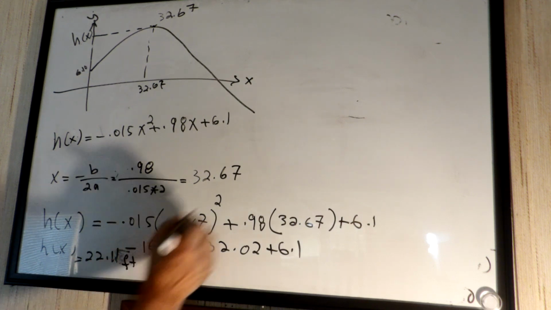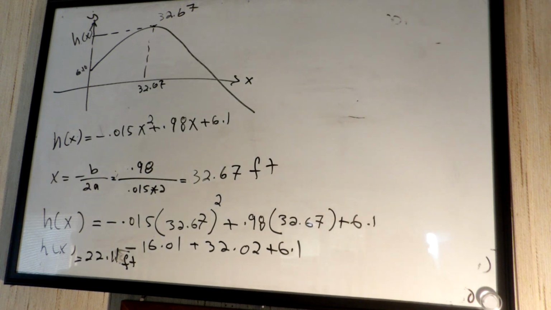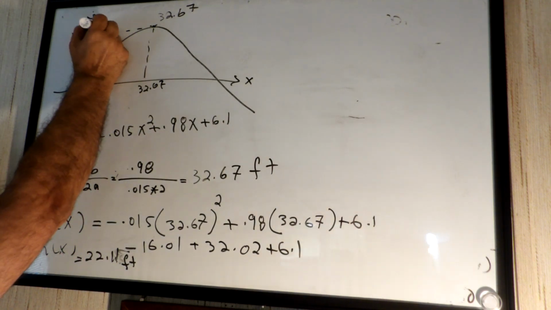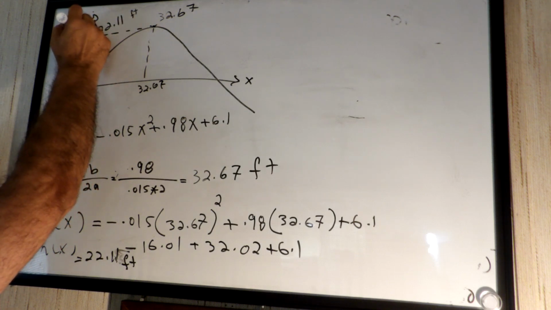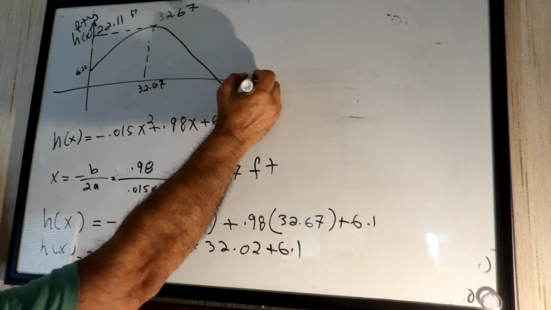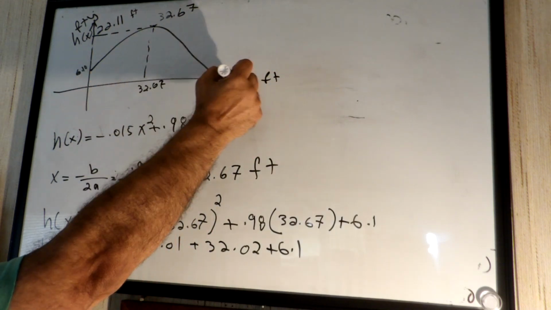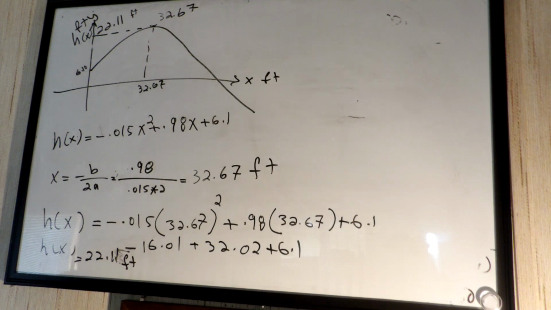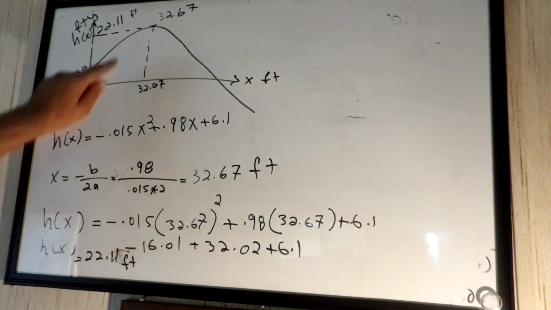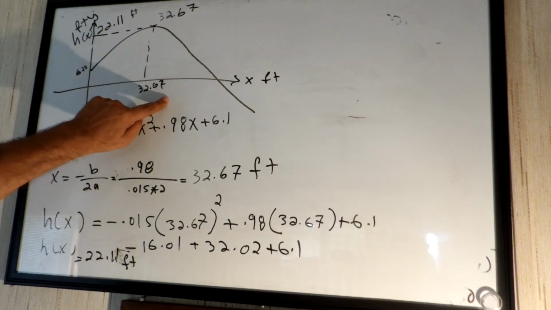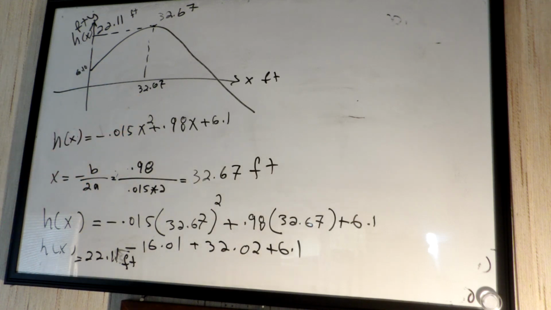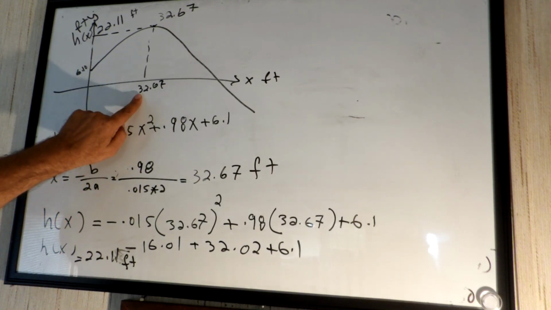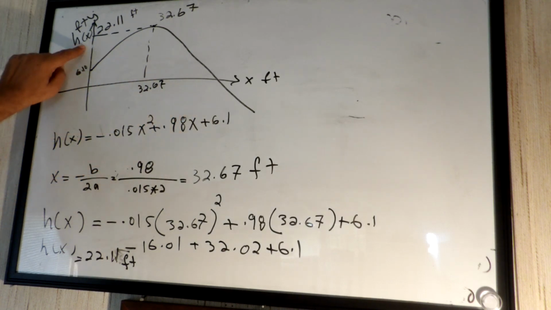So this is going to be in feet. You have to write the unit. So this is 22.11 feet. This is the horizontal x, and this is the height. This is the horizontal distance, and that is the vertical distance. It goes up to this point, the x. Every point has two coordinates, x and y.